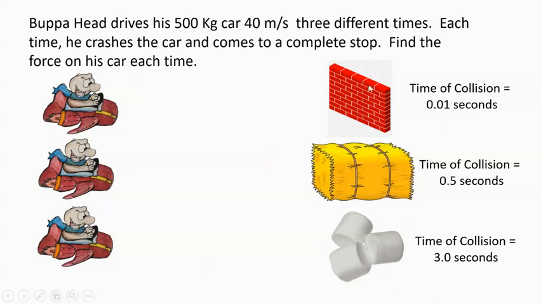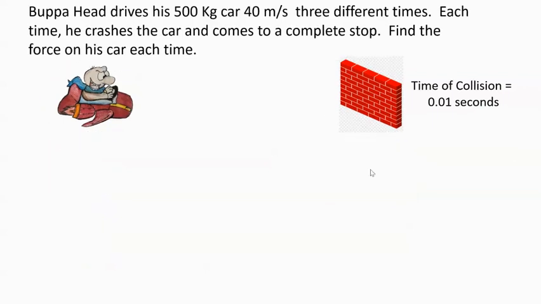The thing that changes if you run into something different is the time of collision. If he runs into a brick wall, he's going to come to a stop really fast. If he runs into a bale of hay, it's going to take him longer from the time he first touches the hay to the time that he comes to a stop. So the time of collision is longer. If he runs into a mountain of marshmallows, then it's going to take him even longer to come to a complete stop. So what effect is this going to have on the collision?